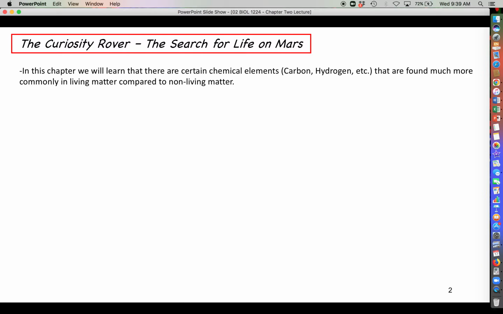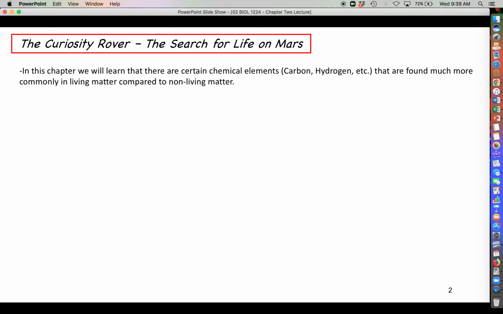Okay, so just a little bit of big picture real world context here. I want to talk just a little bit about something that happened in fairly recent history, within the past decade or so. The Curiosity rover, which was a mission launched by NASA to search for evidence of life on Mars.